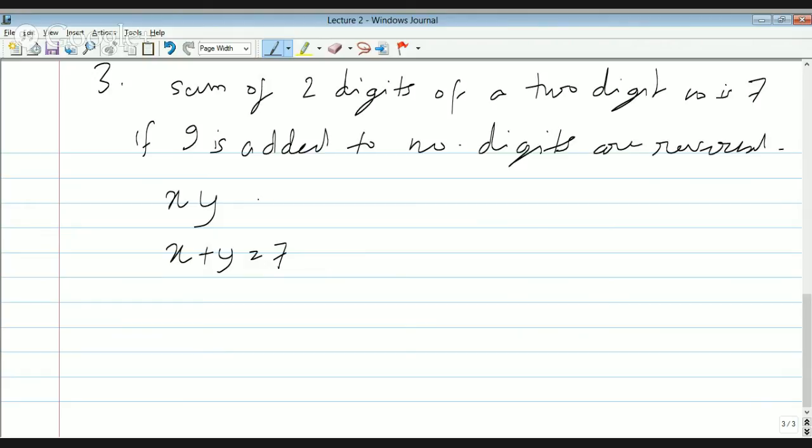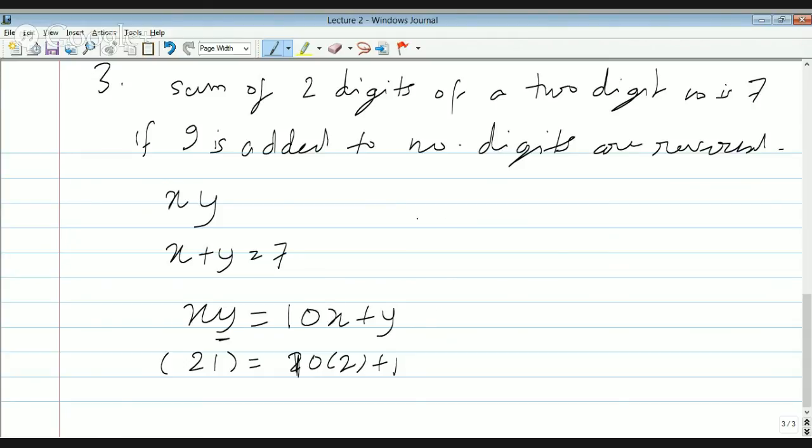What does it mean? Now xy is a two-digit number, which can also be written as 10x plus y. For example, I'll take it as 21. Suppose xy is 21. We can write it as 10 into 2 plus 1, where y is the second digit, and x is the tens digit. So 10 into 2 plus 1. So we can write it as 10x plus y.